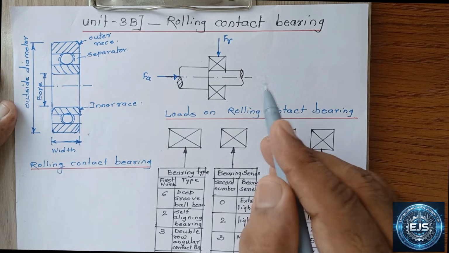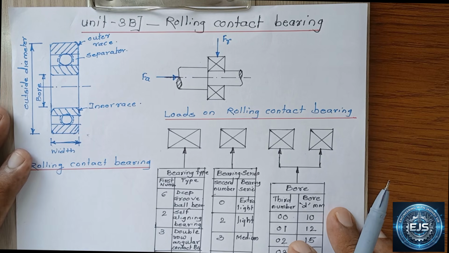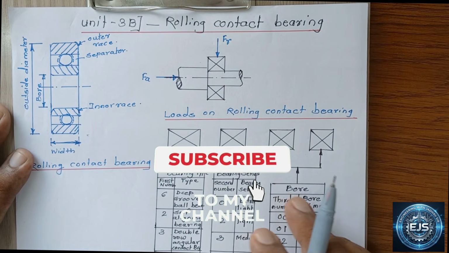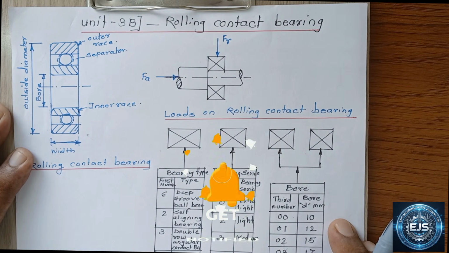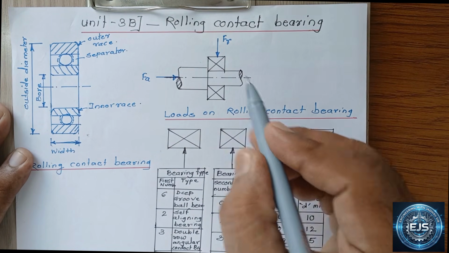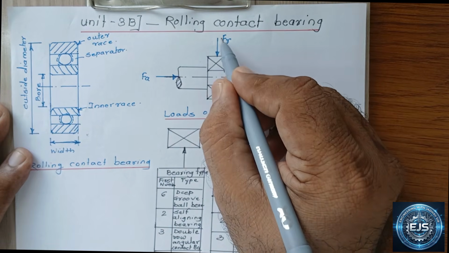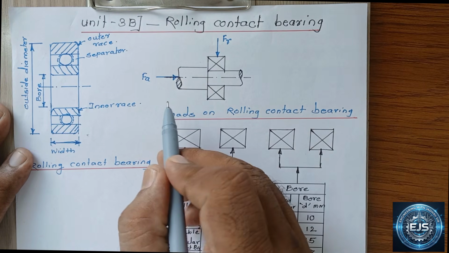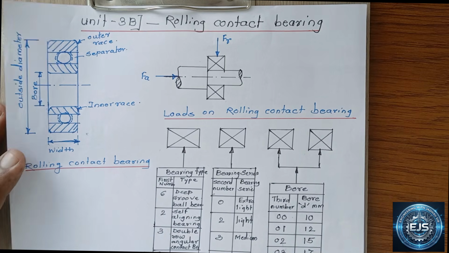So on a rolling contact bearing, the loads are of two types. One is a radial load and another is an axial load. So rolling contact bearings are suitable for high radial load and low axial load. Radial load acts in a direction perpendicular to the axis of the shaft, and axial load, that is denoted as FA, acts along the axis, axial or thrust load.